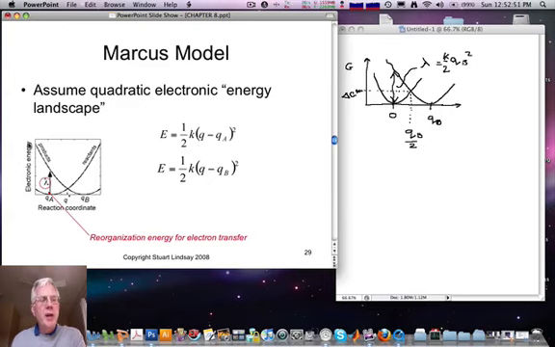What is shown here is a diagram analogous to that we used for the Kramers theory of reaction rates, where I show the electronic energy here for the reactants and here for the products as a function of some reaction coordinate. At QA, the reactants are in their equilibrium configuration, and at QB, the products are in their equilibrium configuration.